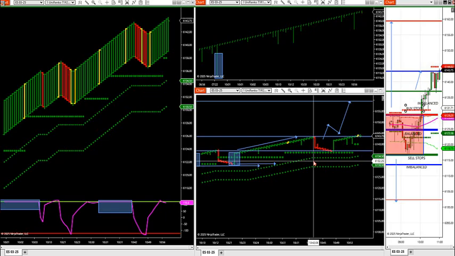So simply, it's a matter of clicking on your strategy and letting it take the emotion out of the trade. That's the hardest part for traders, taking the emotion out of the trade.